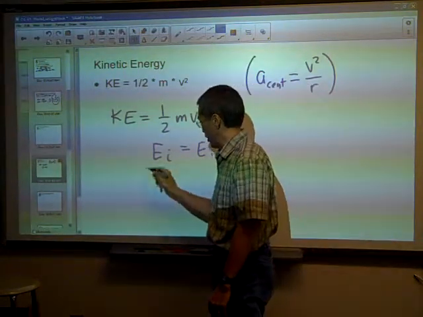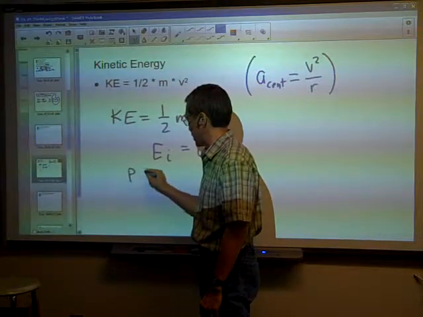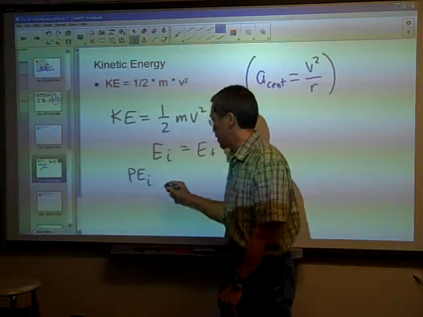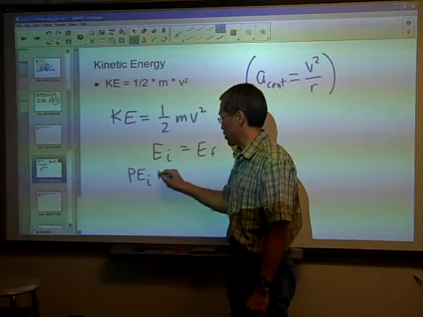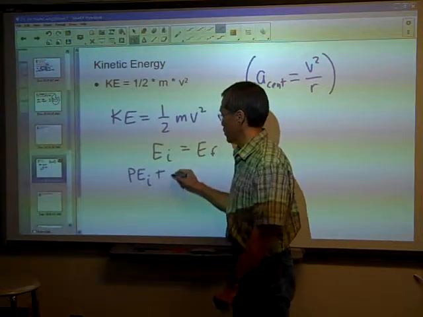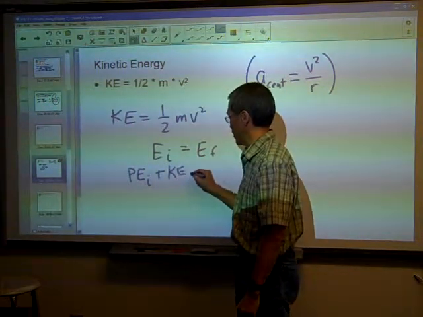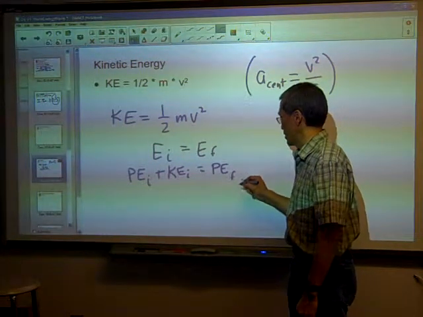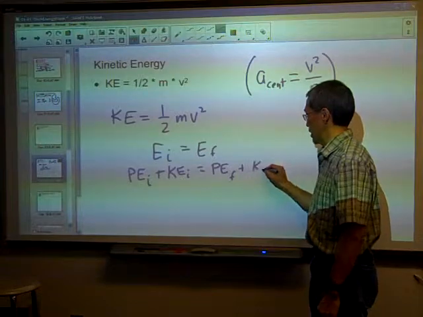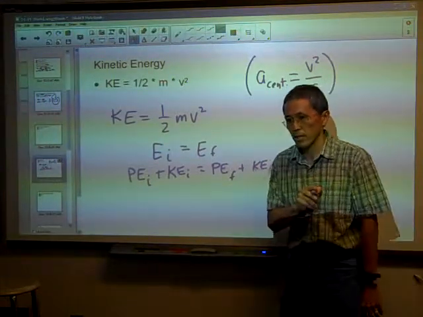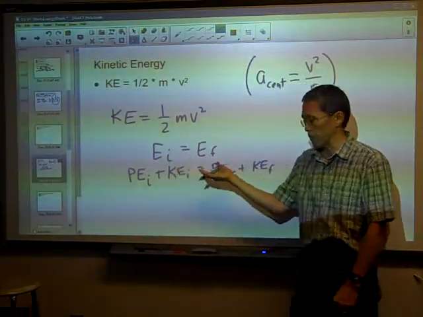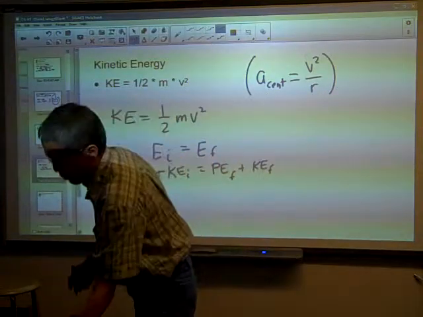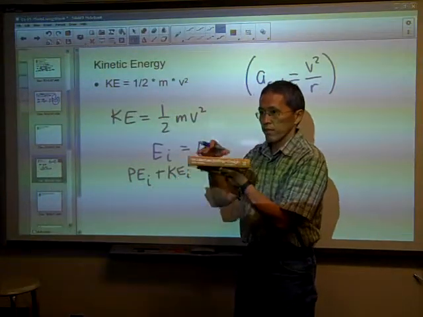Okay? And I know that my energy in this case, we're just going to assume it's all conserved. Well, it is conserved. We're going to assume that there's no losses. So my potential energy plus my kinetic energy initial must be my potential energy final plus my kinetic energy final.